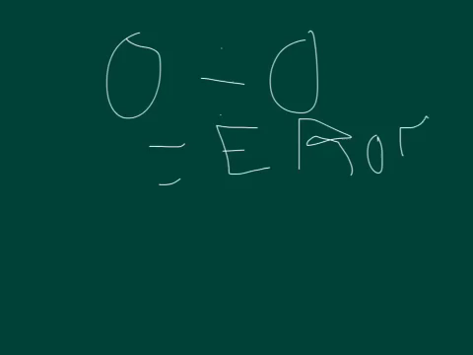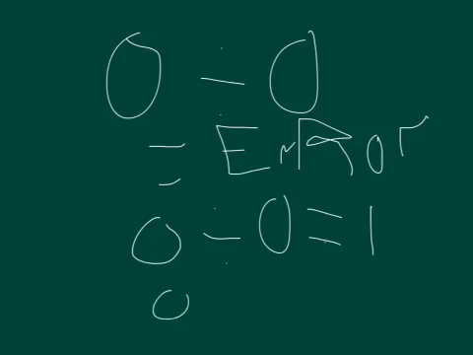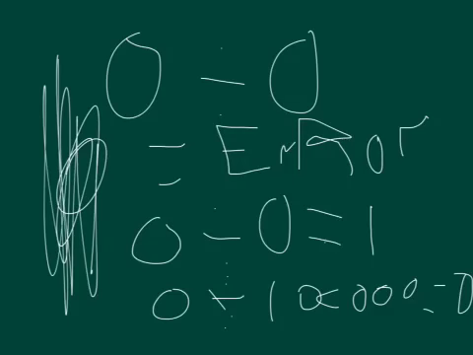error. Because anything divided by itself, so 0 divided by 0, should equal 1, but anything divided by 0, so 0 divided by 100,000, is 0. So it's a paradox.